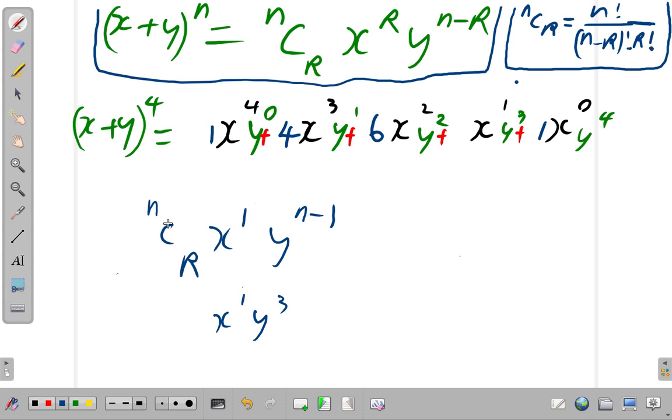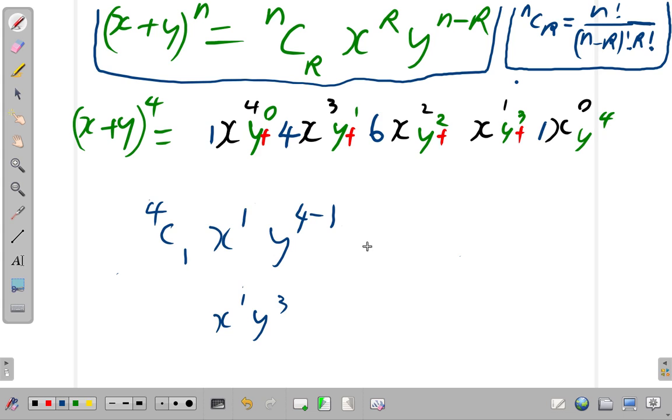Nice. N is 4 because we're raising to the power of 4. It says x plus y to the n. So n is 4. So this n, we replace it with 4. This n, we replace it with 4. Alright. We said r is 1. Keep forgetting to change this r as well.